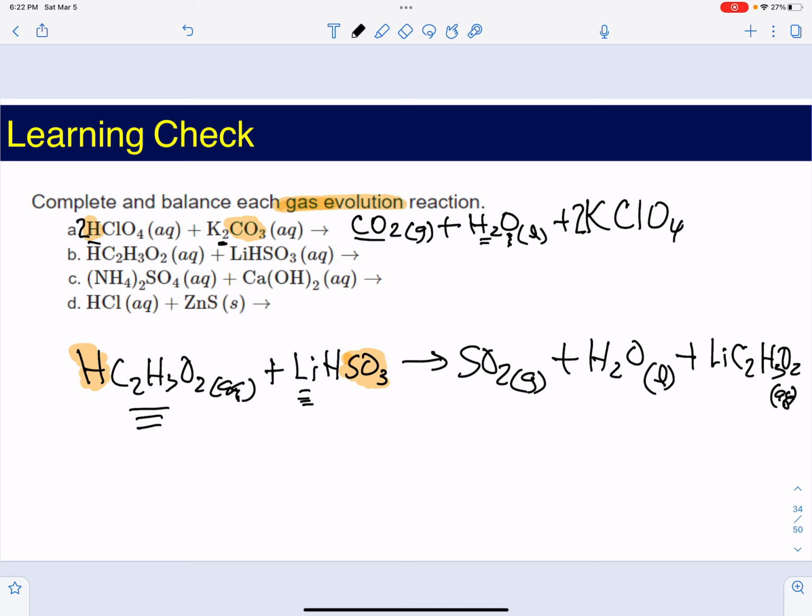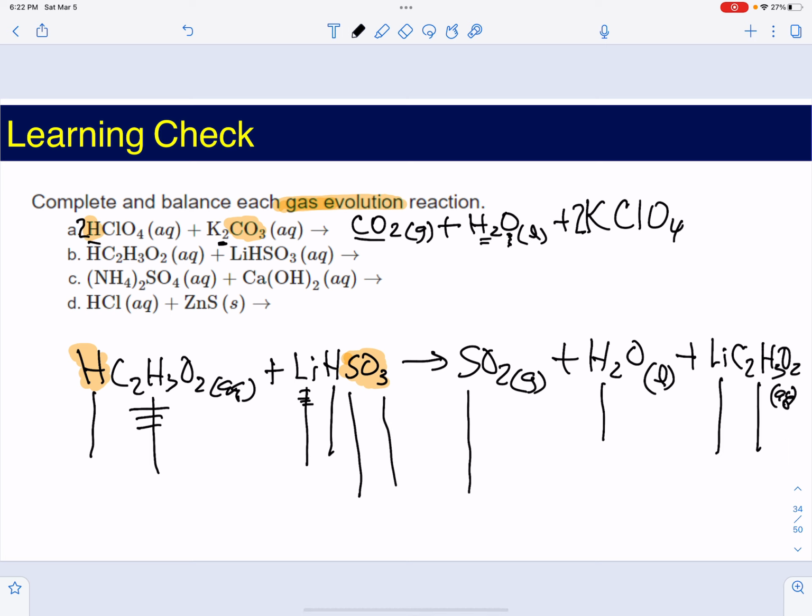How many hydrogens we have? We have one and two. We got two hydrogens. How many acetates? We have one. We have one. How many lithiums? We have one. We have one. How many sulfurs? One sulfur. One sulfur. How many oxygens? Three. Two and three. So that one is also balanced. Let's see the next one.